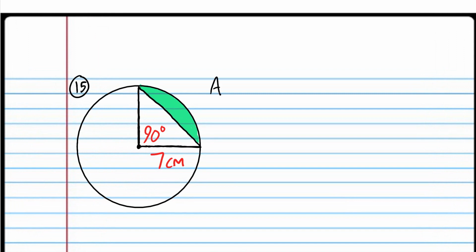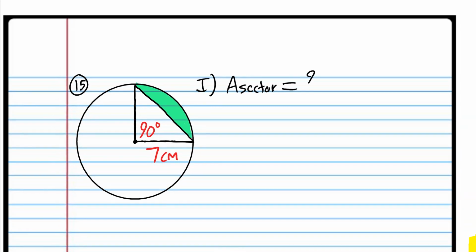But let's start off with the area of the sector. Step 1, area of the sector is equal to 90 over 360 times the area of the circle. So 90 divided by 360 equals, times pi equals, and then times 49, because 7 squared is 49.